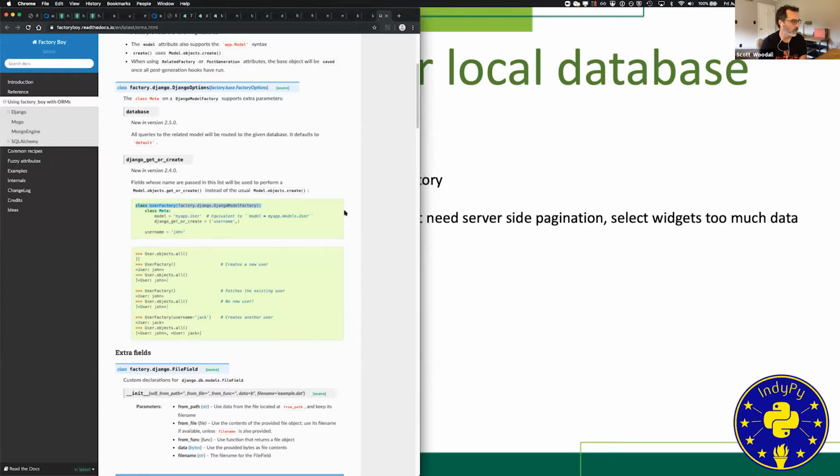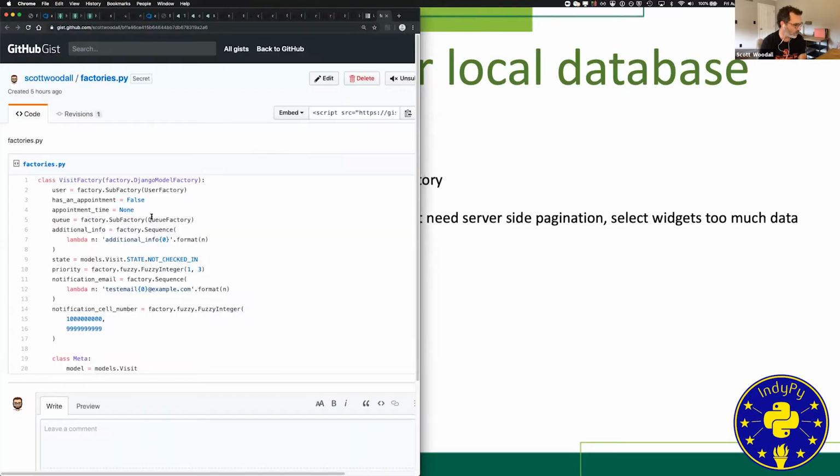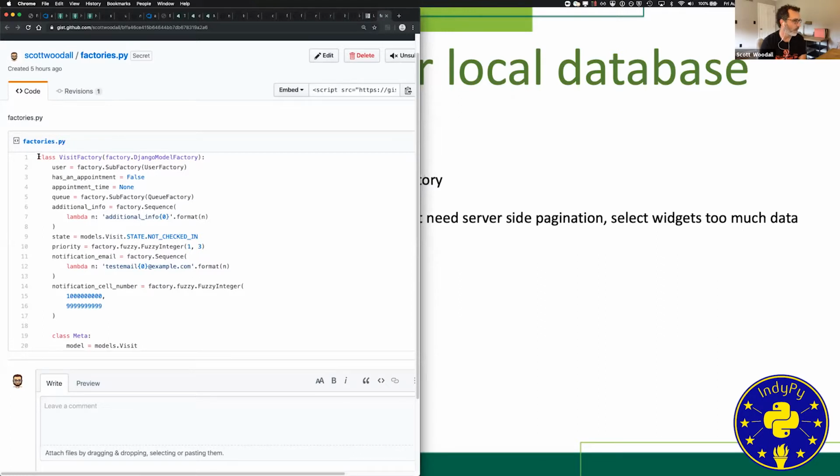You can also build out foreign keys and all kinds of different things and get really complicated if you need to when you build out these factories. And we build these for our unit tests. So here's an example of one of our factories. We notice we need a user for our visit, so we pull in the user factory, and we can define some default values for all of the other fields on our models. Factory Boy lets us do some fuzz testing. So we can create random email addresses that increment, or random cell phone numbers that are between these two values here.